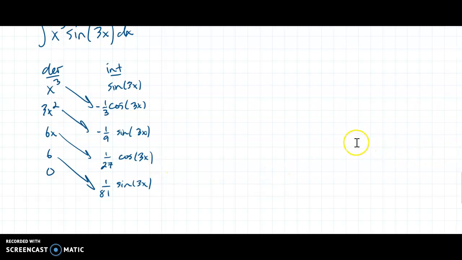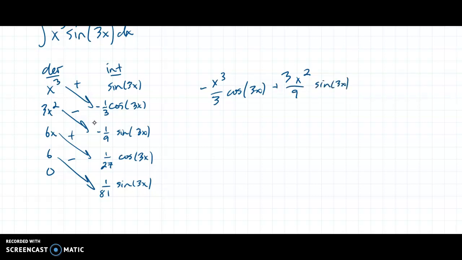And now I can just multiply along my rows. What does this integrate to? It gives me negative x cubed over 3 cosine of 3x. That is the first product. All right, then 3x with, oh, sorry, I got to do my alternating signs: plus, minus, plus, minus. All right, so look at that. I get a double negative on this one, and I'll write it out. So I get plus 3x squared over 9 times sine of 3x.